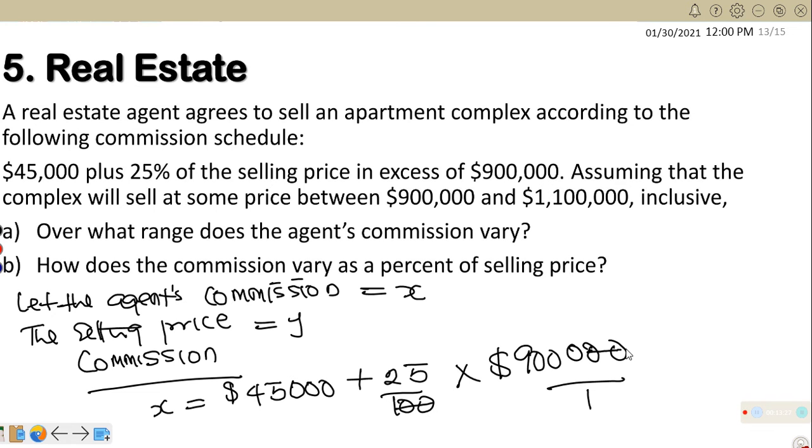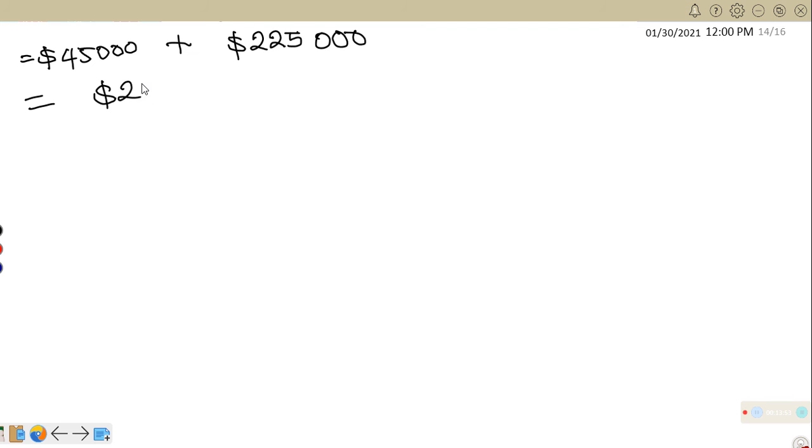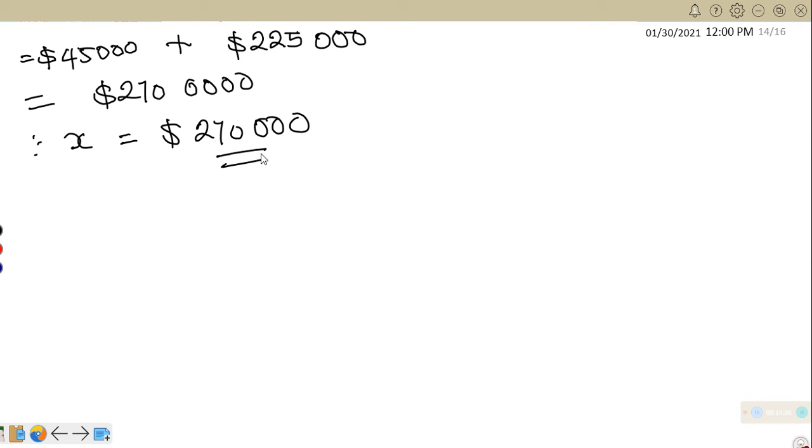So this cancels this, and by the time we multiply that out, what we are going to have there is 45,000 plus $225,000. So if we add that together, we have $270,000. So therefore X equals $270,000. That is the commission, the first one. So that is X1. That is the first commission.